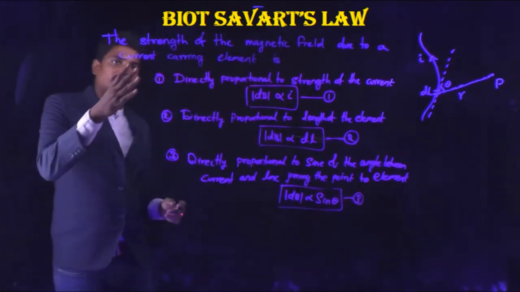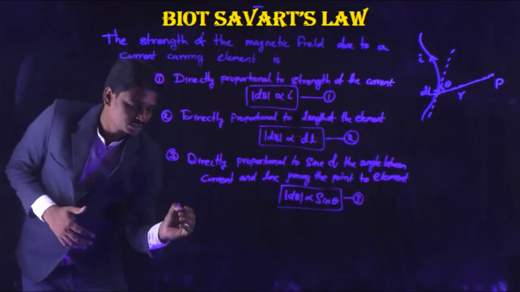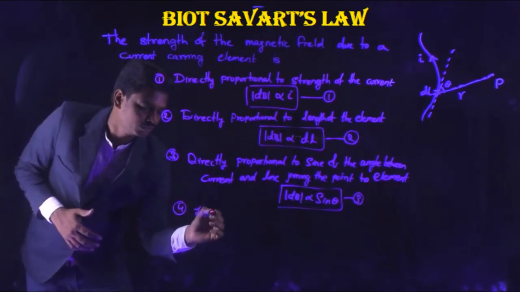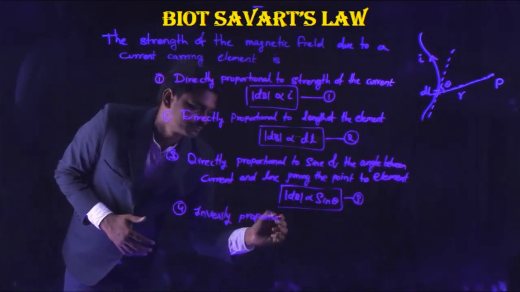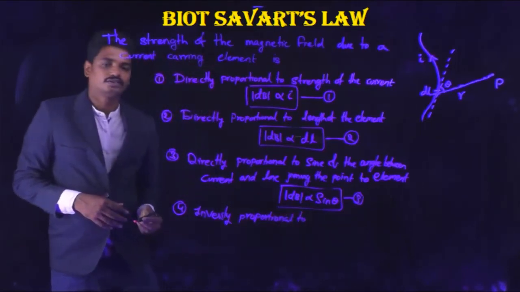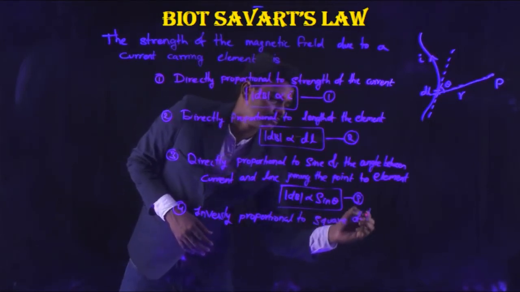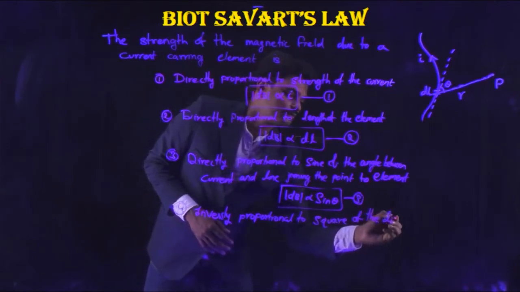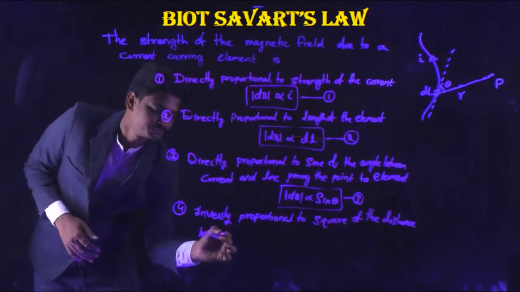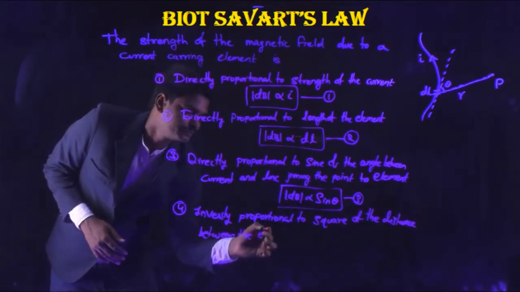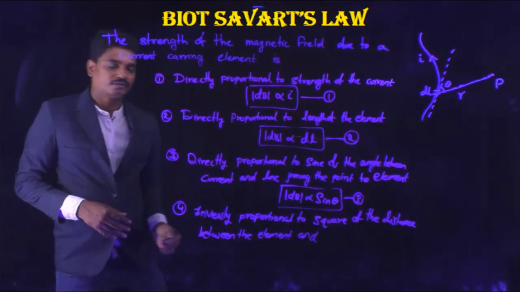He also gave this: the strength of the magnetic field induction due to a current carrying element, fourth one, is inversely proportional to the square of the distance between the element and the point.